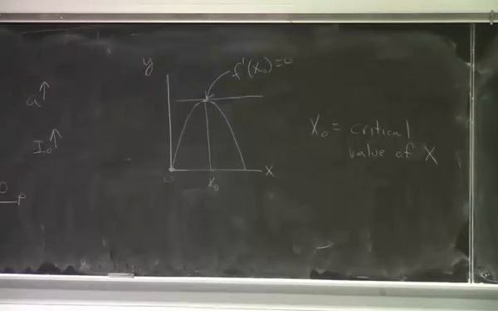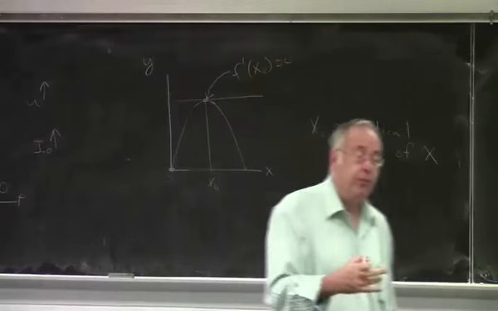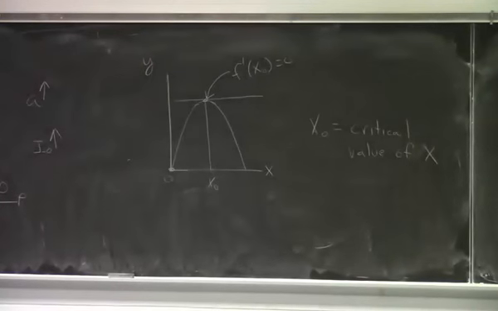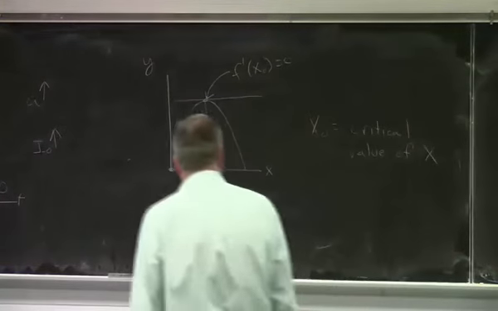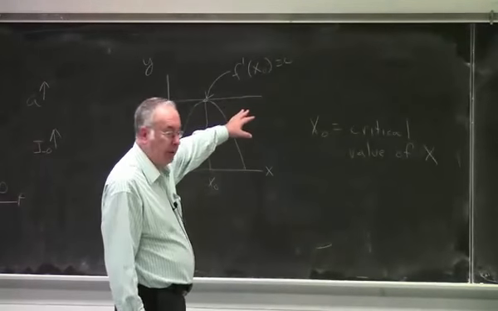Jonathan, I can tell you want to answer. How would we find what? How would we find the critical value of x? Just that f prime of x equals 0. Exactly.